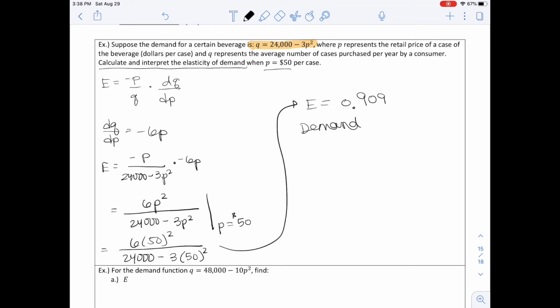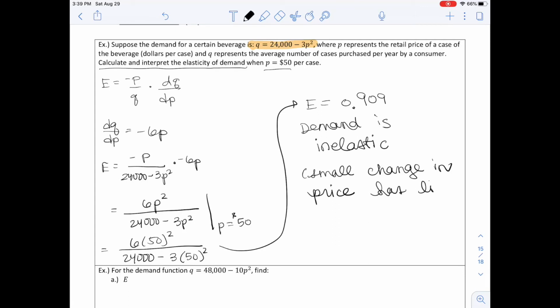So demand is inelastic. And so what this means is a small change in price has little effect on demand.